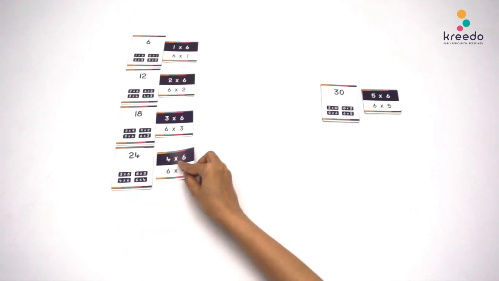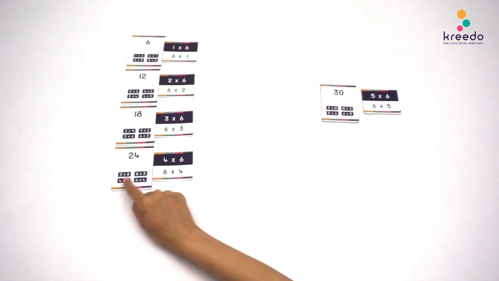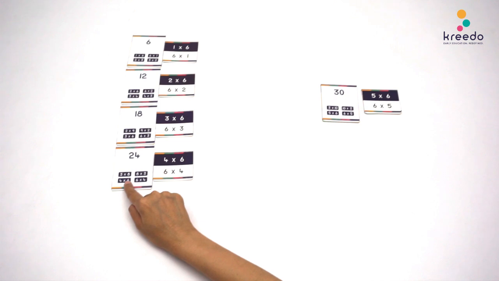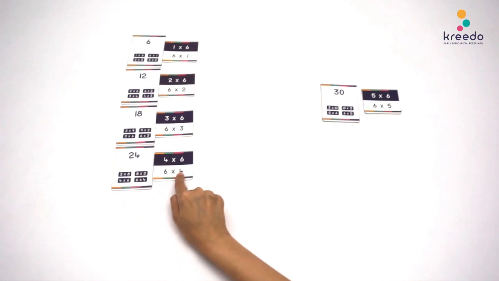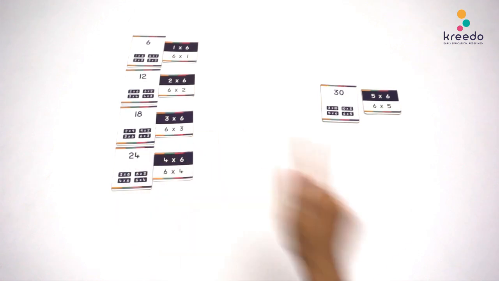Pair the next big card and small card in front of the child. Point to the table on the small card, followed by the same on the big card and say, 4 into 6, 4 into 6, 6 into 4, 6 into 4 is 24.